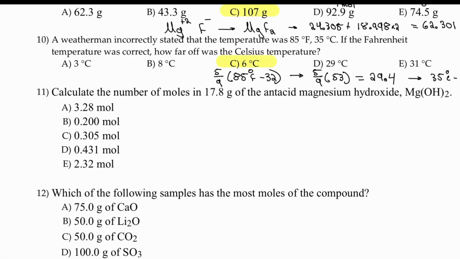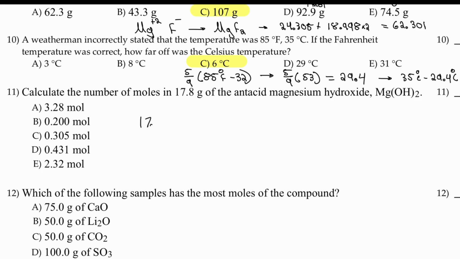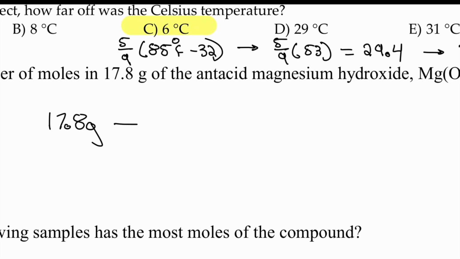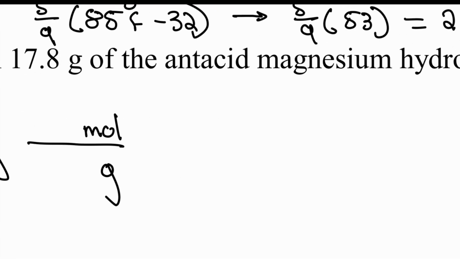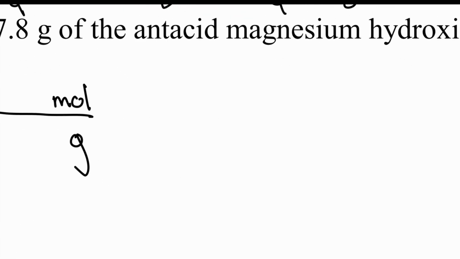Calculate the number of moles in 17.8 grams of the antacid magnesium hydroxide. Hold on, I had to crack my neck. So they give us 17.8 grams, and they want us to get into moles. The one conversion that we can use is the molar mass, so let's figure that out.